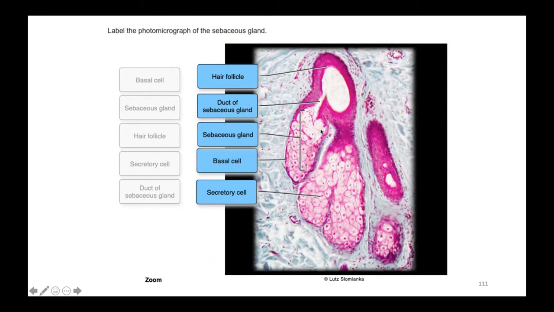Okay, here's another view of a sebaceous gland. Here is the hair follicle. Well, let's start down here. Here is your secretory cell. This portion here is your sebaceous gland, the basal cell. These are your secretory cells. So proximal to the sebaceous gland, that's going to be the duct of the sebaceous gland. And then here is going to be the hair follicle.